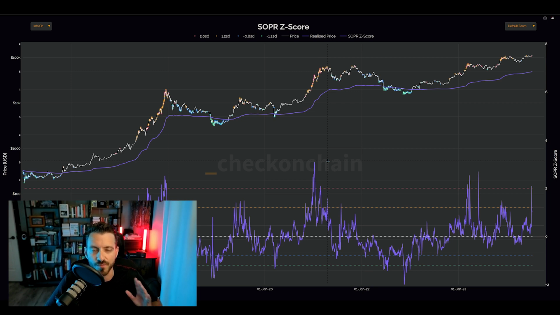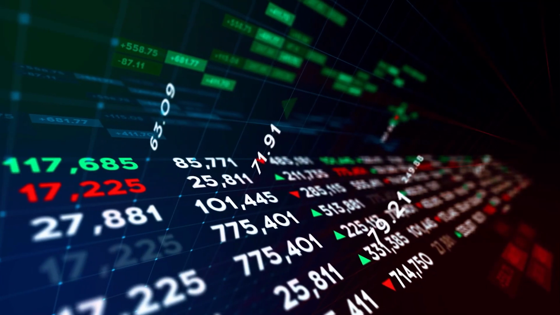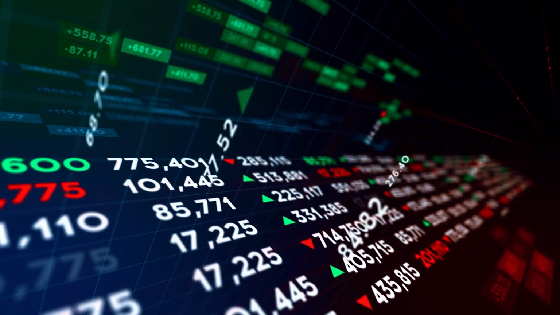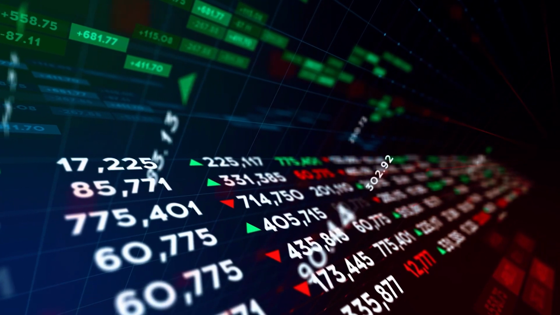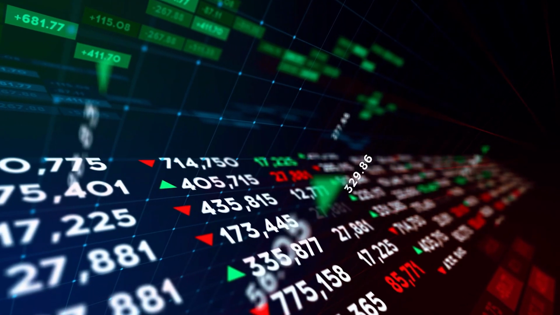So the important thing to note here is you need to have a macro backdrop to what's going on, a long-term horizon, right? Are we in a bull market or are we in a bear market? Then you can use the SOPR way more effectively.